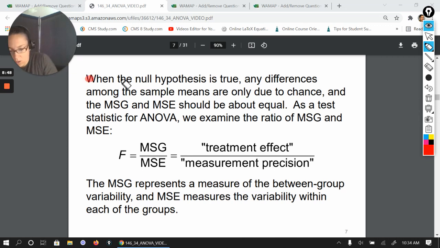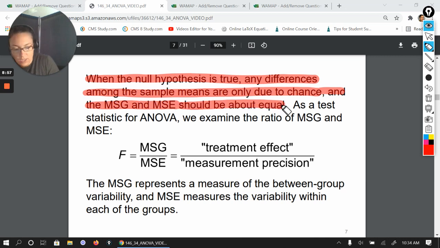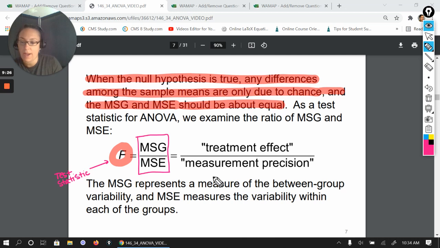So when the null hypothesis is true, any differences among the sample means are only due to chance. And the MSG and MSE should be about equal. As a test statistic for ANOVA, we examine the ratio of MSG and MSE. So F is our test statistic, and it's calculated by dividing MSG by MSE.